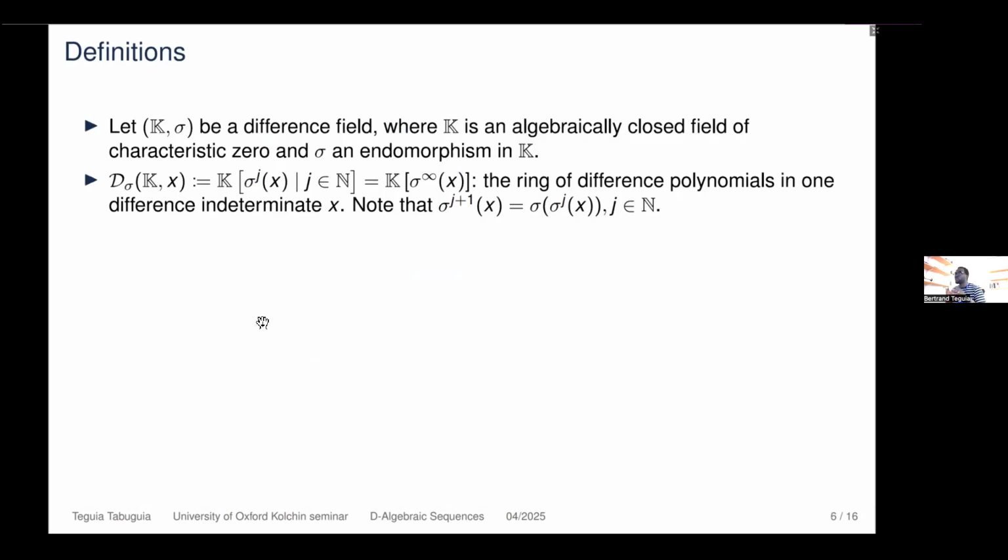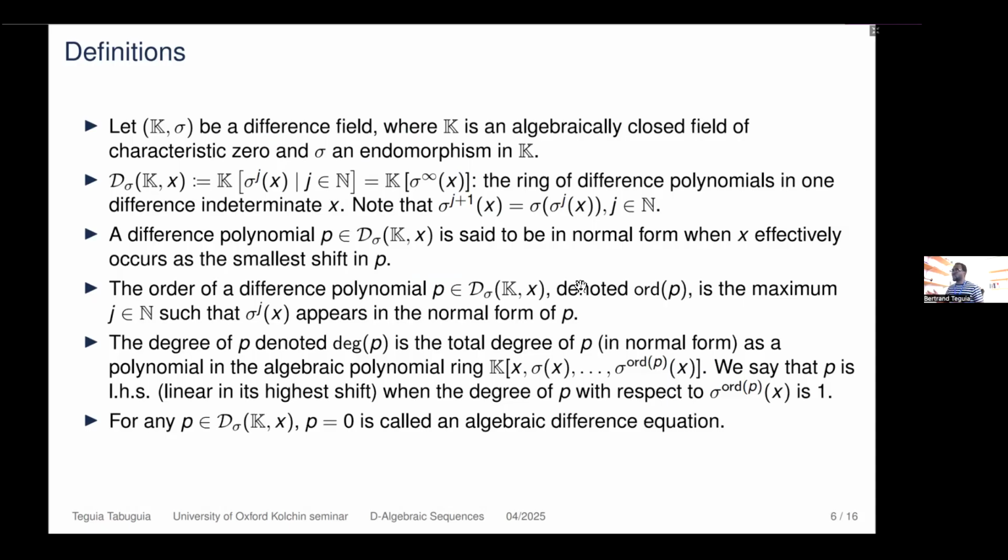We consider a difference field of characteristic 0. Here, sigma is an endomorphism in K. And we consider the ring of difference polynomials in a difference indeterminate X. So this is the ring, and sigma here is defined like this.